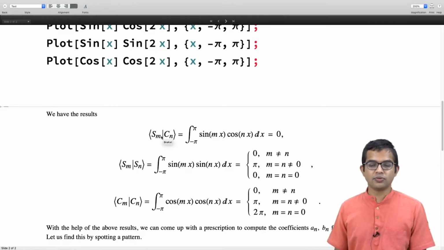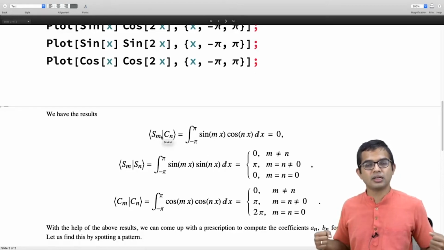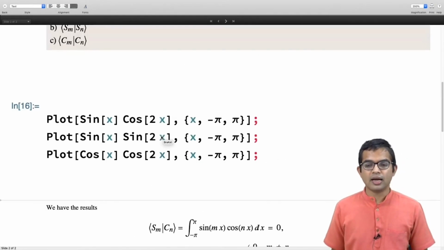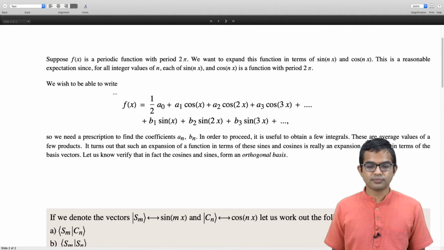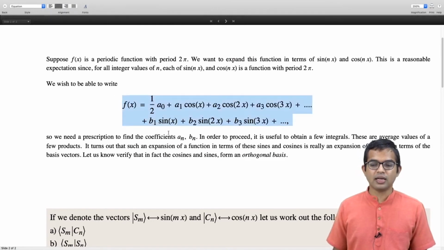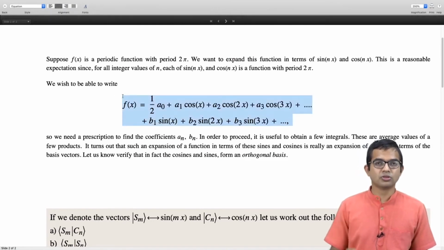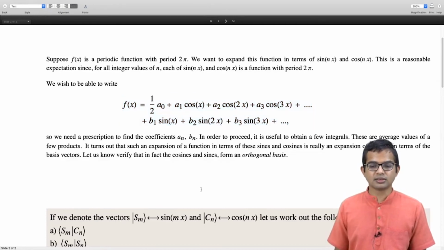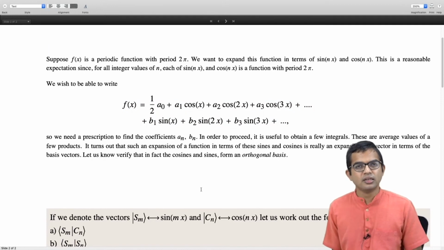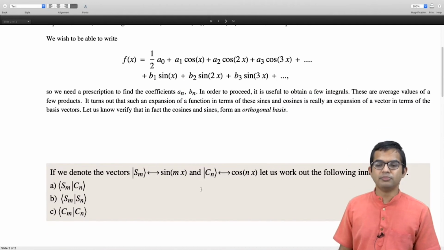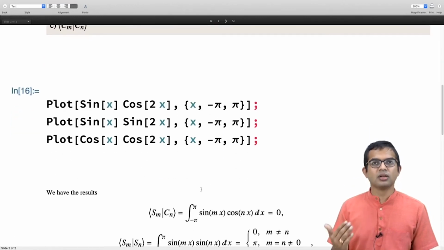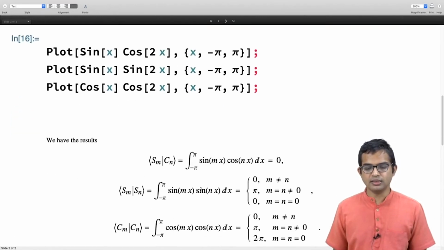But the key point is that if you take any two of these vectors and take the inner product of them, then you get 0. So they are all orthogonal. And so what is the meaning of this? The fact that you can take any vector which belongs to this space and expand it in terms of all of this is an indication that this is a basis. So in fact, this is an orthogonal basis for this space, and that's what Fourier series really is, right?